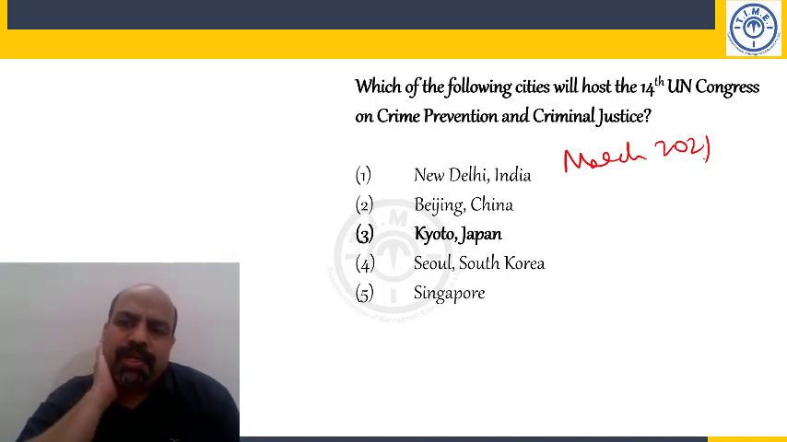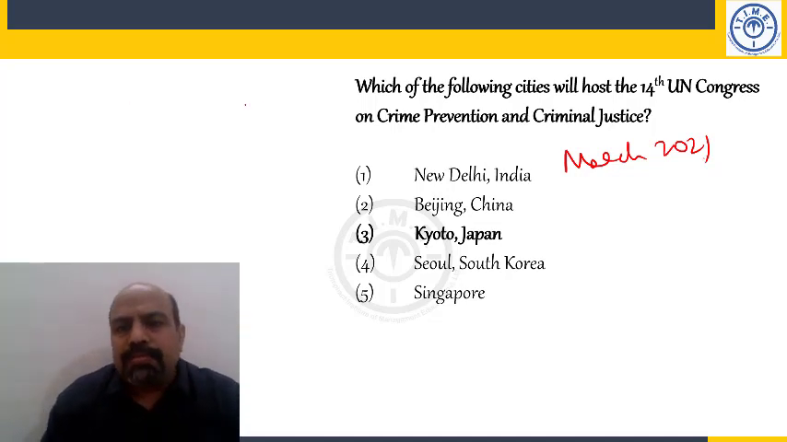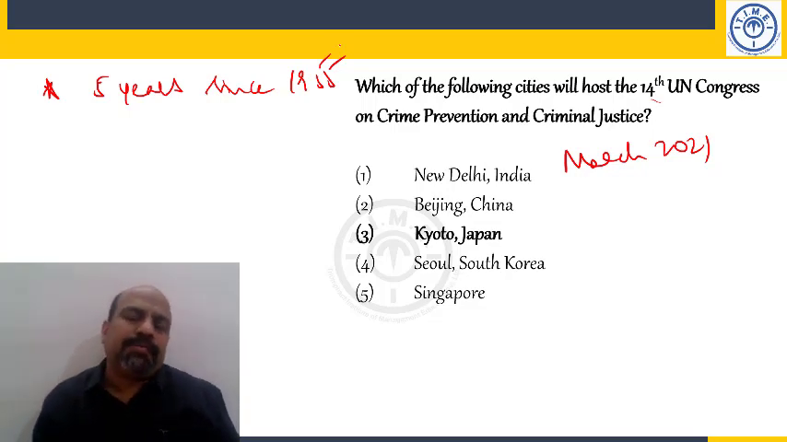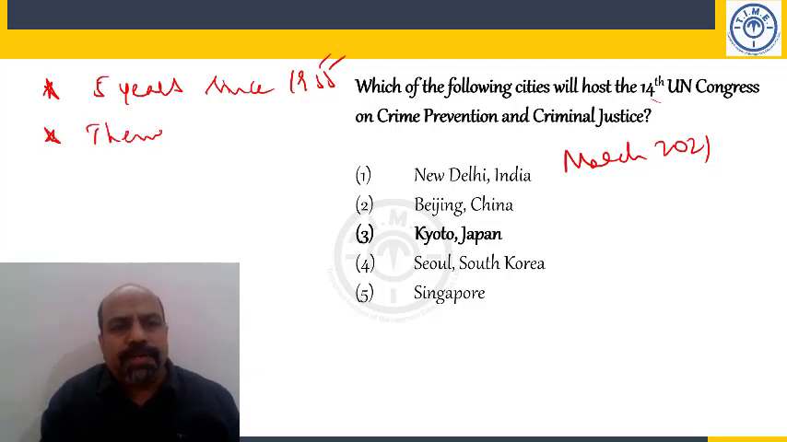Now, why don't we write about this particular UN Congress. Write this title: UN Congress on Crime Prevention and Criminal Justice. Held once every 5 years, since 1955. Next, the theme for 2021.